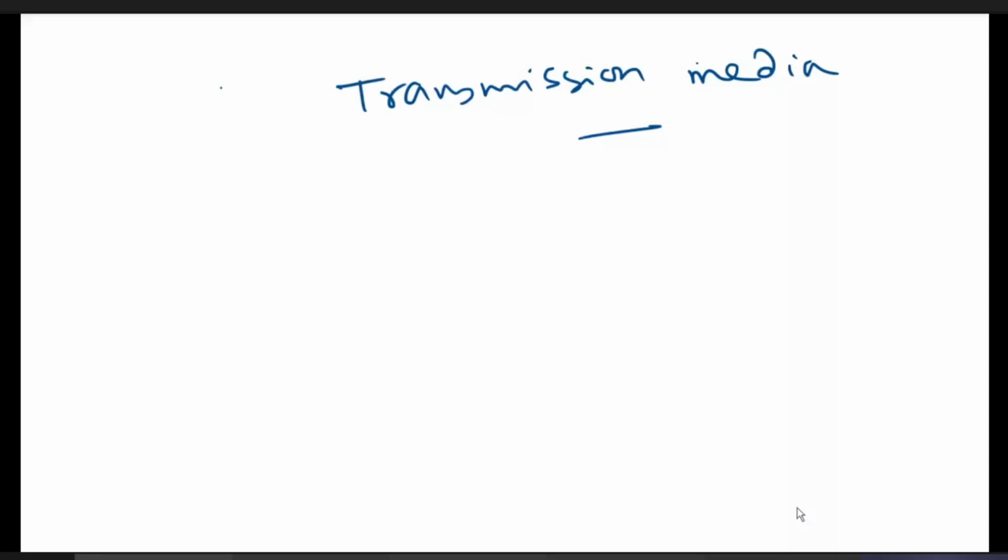I started this transmission media. I told you there are two types of transmission media: guided transmission media and unguided transmission media. Guided transmission media include twisted pair, coaxial cable, and optical fiber. These are the guided transmission media, right?